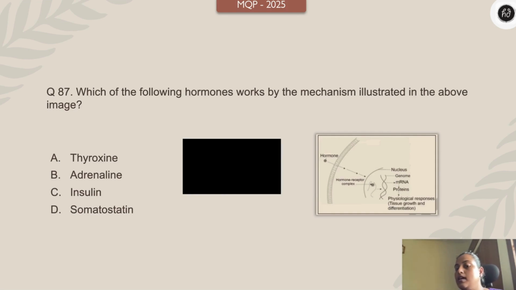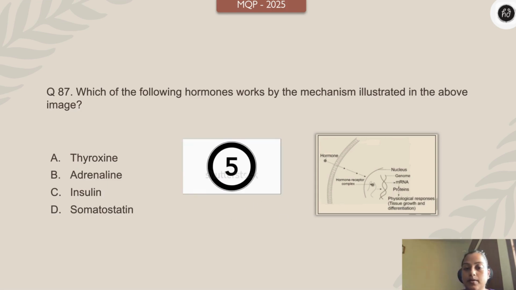Which of the following hormones works by the mechanism illustrated in the image? Look at the image, you can see a hormone which is crossing the cell membrane and going and binding to a hormone receptor complex, right? What do you think this is now? Thyroxine, adrenaline, insulin, somatostatin. Your time starts 3, 2, 1 right now.